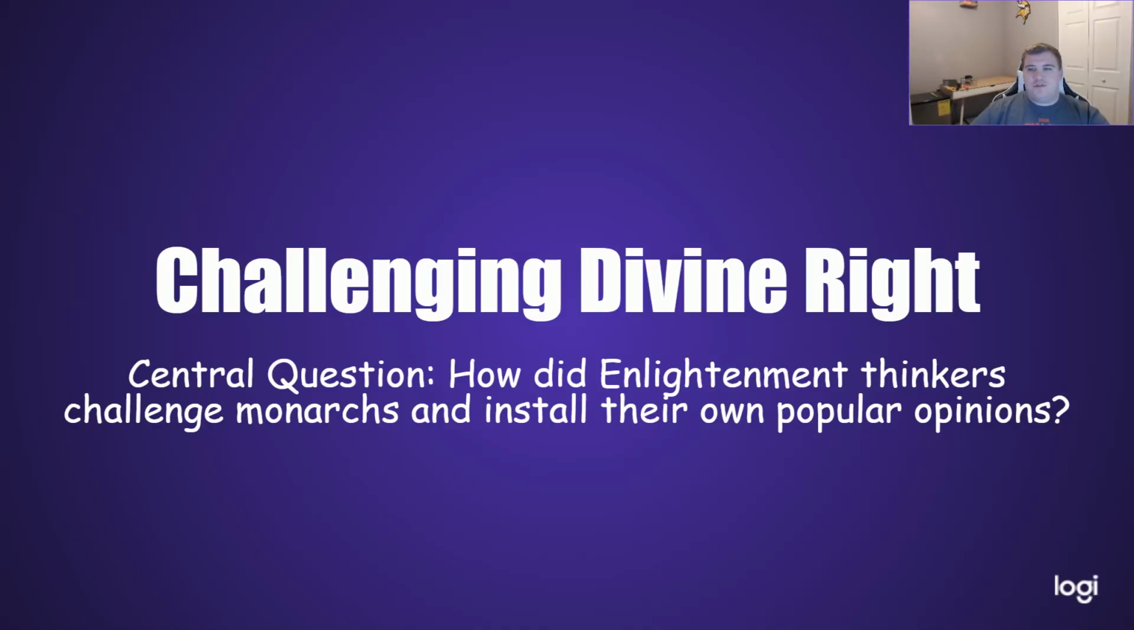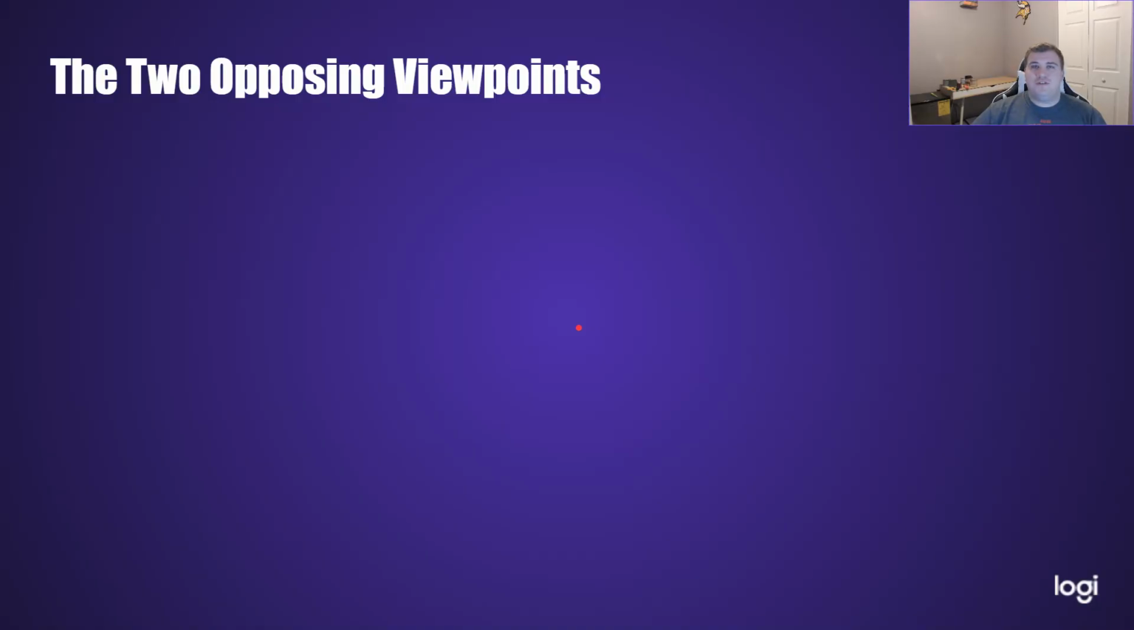Alright, so to start off, we have to answer this question: how did Enlightenment thinkers challenge monarchs and install their own popular opinions? That's what we're going to be doing. We're going to be challenging the status quo, which is the divine right of kings. And with that being said, we are going to move on to the two opposing viewpoints of this time period.